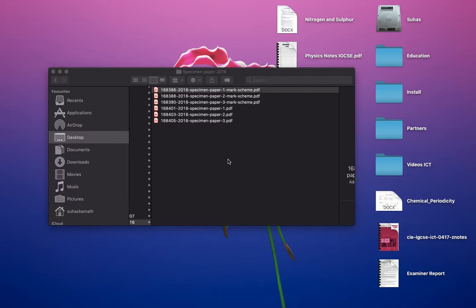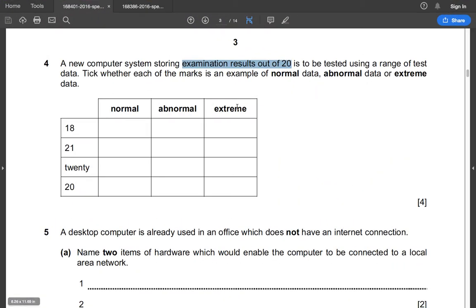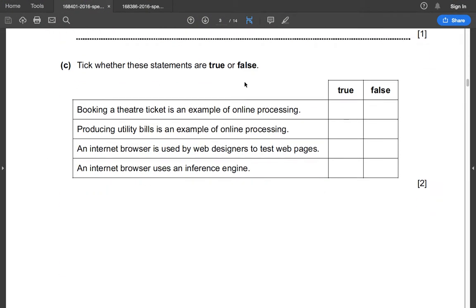Okay. Hey guys, let's continue. So I must have Acrobat open already. So we did this desktop computer parts.